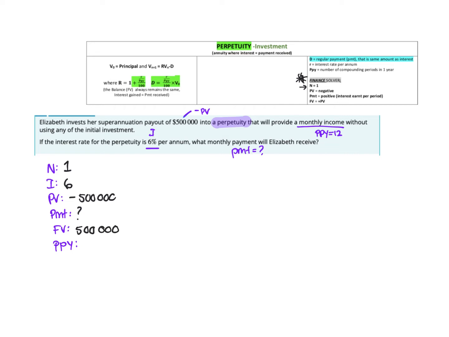So see how those two numbers there? They're the same. It's just the sign that's different. Okay, so then we pop that in and we know that it's monthly and we need to pop that in. And obviously if we do that on our calculator, we'll get the payment. So let's go do that.